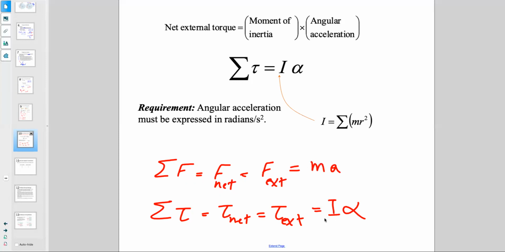I is the moment of inertia, which not only depends on mass, but also depends on the configuration of these masses, because R, or the radius, is also important. The requirement here is also that angular acceleration must be expressed in radians per second squared. Let me go ahead and highlight it because it's extremely important.